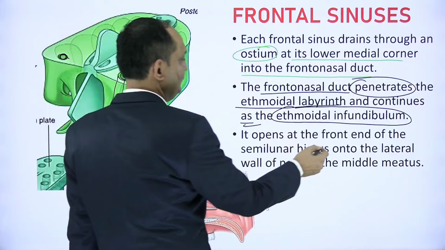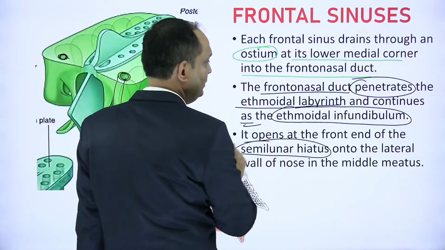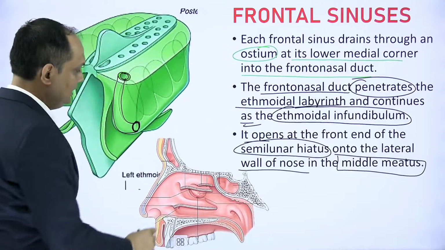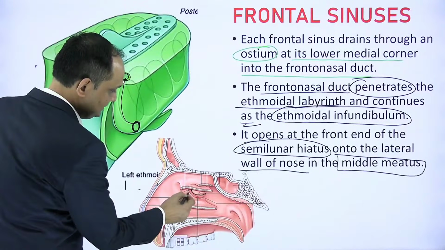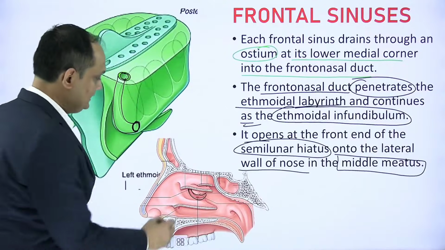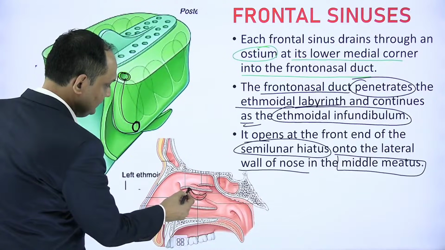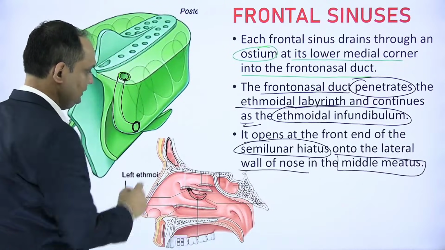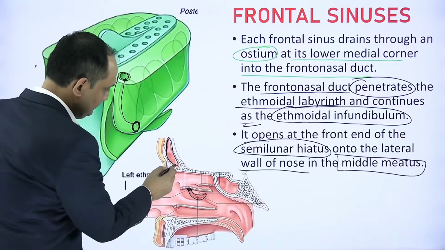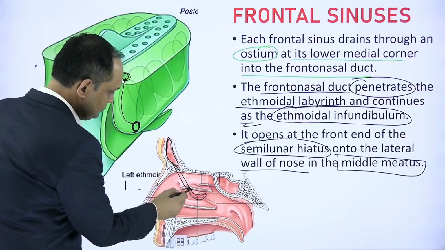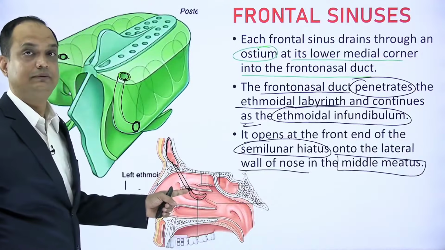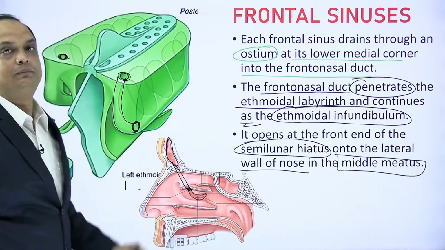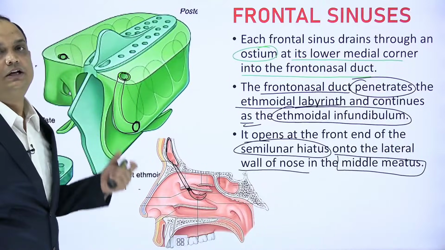So, it opens at the front end of the semilunar hiatus on the lateral wall of the nose in the middle meatus. In this diagram, you can see that this area is known as hiatus semilunaris, and the anterior part of the hiatus receives the frontonasal duct opening. Here you can see your frontal paranasal sinus, and from it there has to be a duct, and the duct is not visible here because it is actually passing through the bony labyrinth, which is a part of your ethmoid bone.